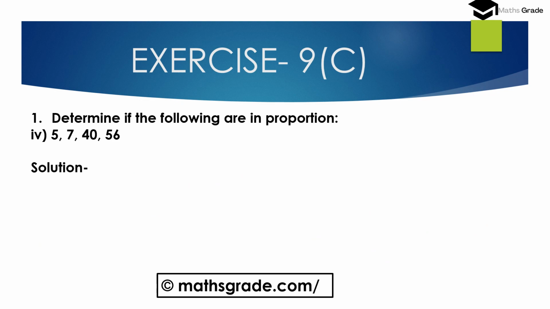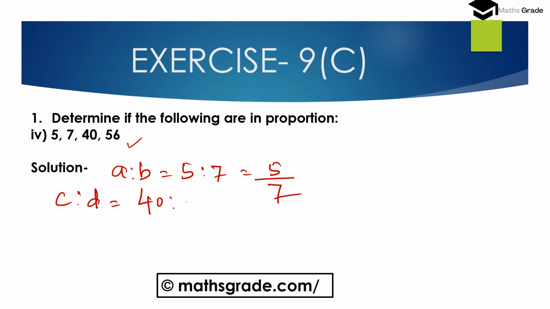Now question number 1, fourth bit: 5, 7, 40 and 56. These are the numbers given and we have to check whether the following numbers are in proportions or not. We know four numbers A, B, C, D are in proportion if A is to B is proportional to C is to D. So here A is to B is 5 is to 7, that is 5 divided by 7, and C is to D is 40 is to 56, that is 40 divided by 56, and between 40 and 56, 8 is the common ratio.